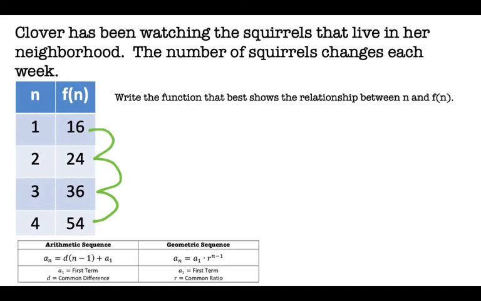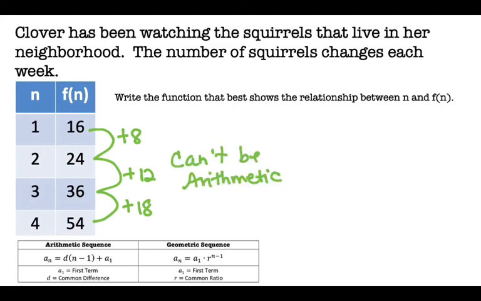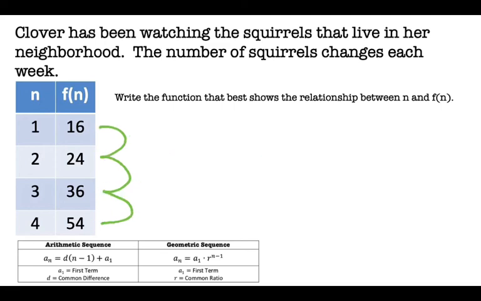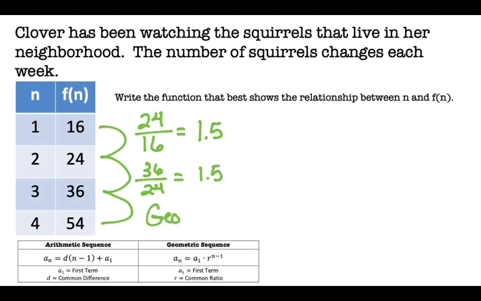So I'm going to try arithmetic first. If I subtract 24 minus 16, I get 8. If I subtract again 36 minus 24, I get 12. And 54 minus 36, I get 18. None of those numbers match, so I know it's not arithmetic, so I'm going to go to geometric. Now I'm going to divide 24 divided by 16, I get 1.5. 36 divided by 24, again, I get 1.5. Those match, so it must be geometric.